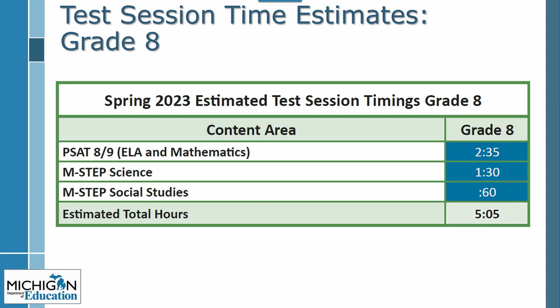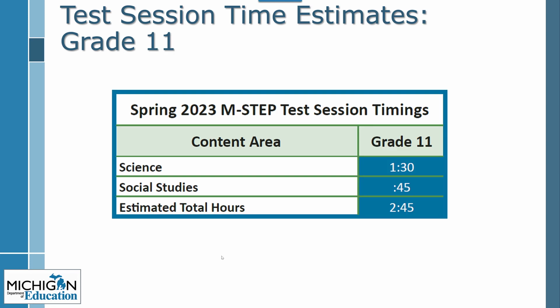PSAT 8-9. Here we have MME test timings, and again, the MSTEP times are just estimates as it is an untimed test. This is not the case for other programs, so make sure you're following procedures for the College Board and ACT WorkKeys tests. But for MSTEP, the science estimate is an hour and a half, and social studies, which reflects the increase made for spring 2023, is 45 minutes.